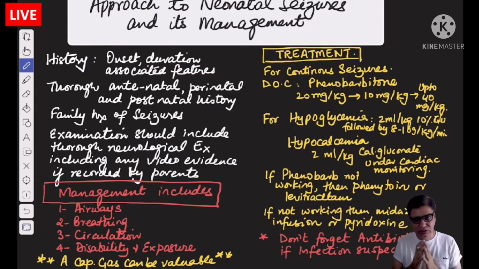If seizures stop, well and good. If not, you move on either to phenytoin or you move on to Keppra. You will not give both of them. Now it depends on your local hospital policies. Many hospitals still use phenytoin in a dose of 20 milligram per kg body weight given IV, but many hospitals have moved on to Keppra.